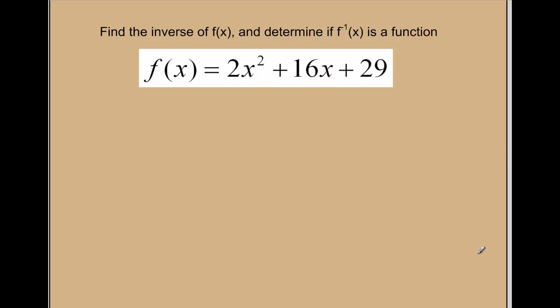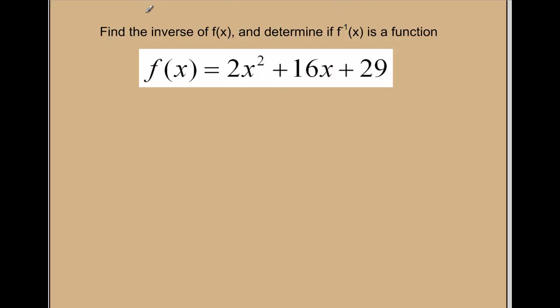Okay, one final example that we're going to show you. What happens if I want to find the inverse of something that looks like this? f of x equals 2x squared plus 16x plus 29. Well, this is a quadratic function again, but it's written not in vertex form, but in standard form. So it works a little bit differently.